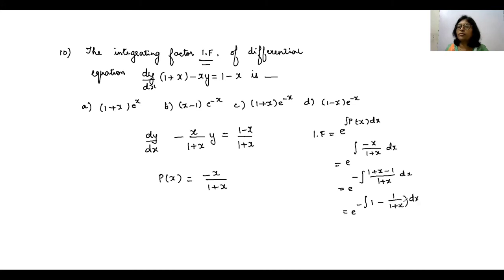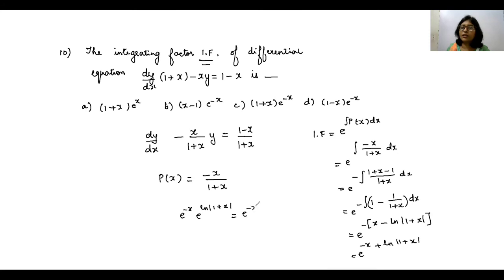So this is what we have. Integration of 1 is x, and 1 upon 1 plus x is log modulus 1 plus x. So this becomes e raised to minus x plus, and then we can separate this term. It is e raised to minus x into e raised to log 1 plus x. E and log being inverse functions will get nullified, and we have e raised to minus x into 1 plus x. Okay, that is option C for us.